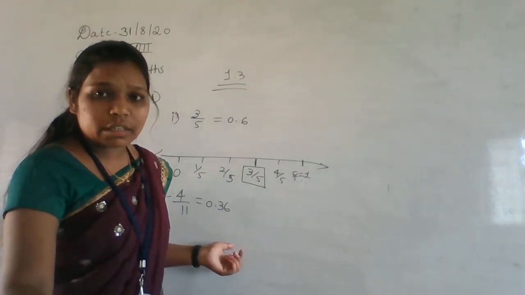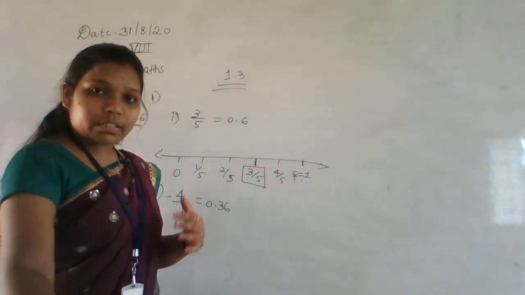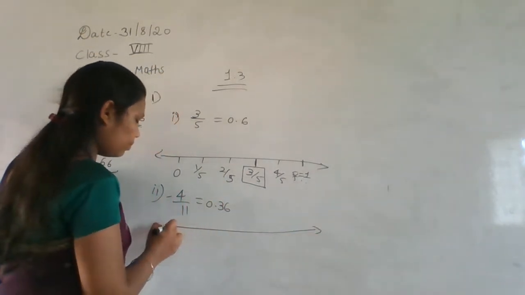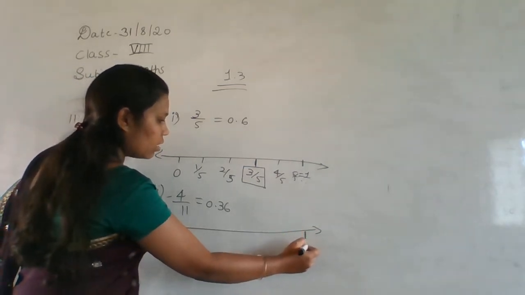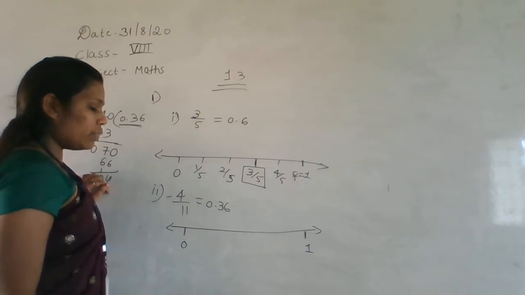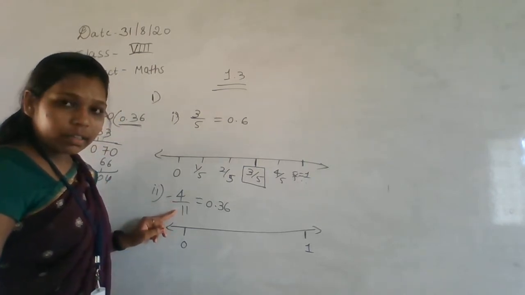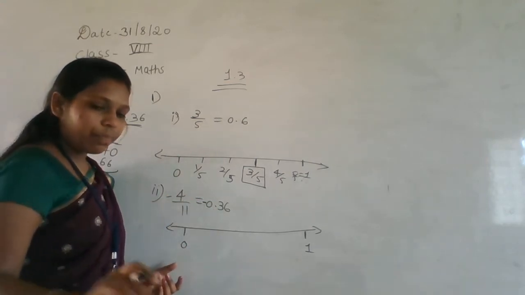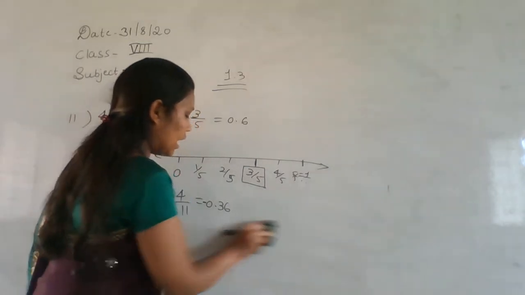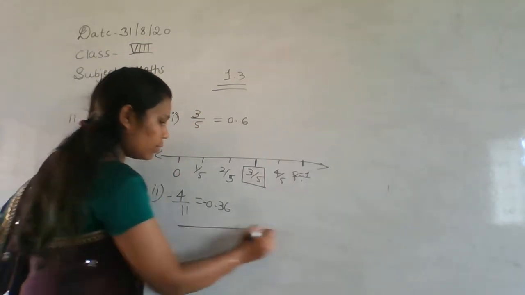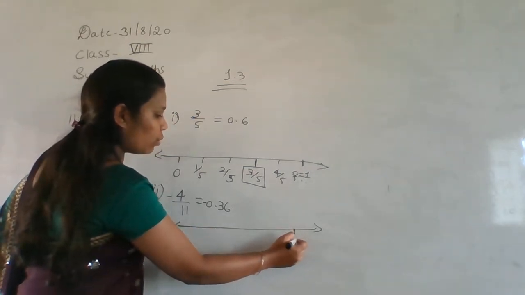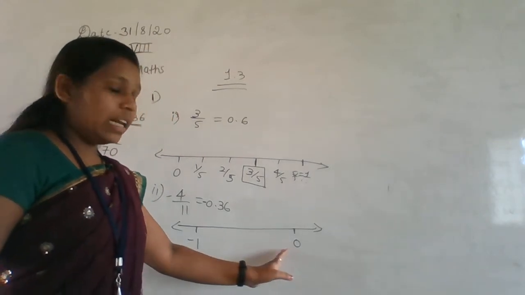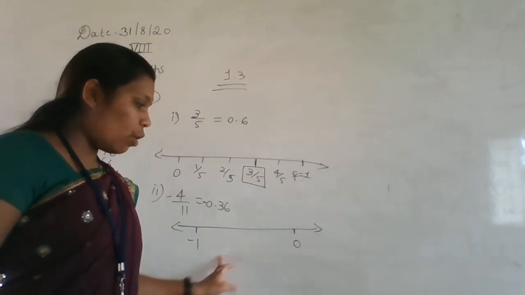So it lies between which values? 0.36 lies between 0 and 1 only, right? So take a 0 and 1 only here. Here is 0 and here is the 1 value. Okay. So how many parts do we have to make in the denominator? Sorry, it is a minus, right? Here minus is there, so it is also minus. So it lies between 0 and minus 1. The number lies between 0 and minus 1. So here we have to take minus 1, because all the negative values come on the left side of 0. The left side of 0 is all negative.